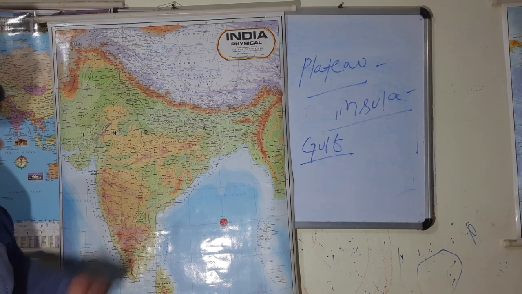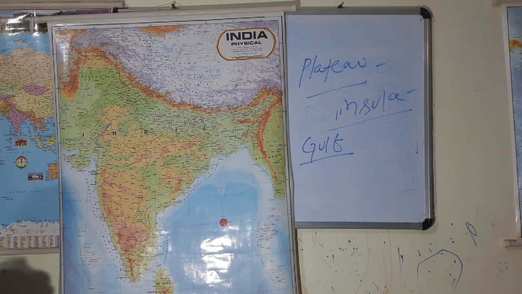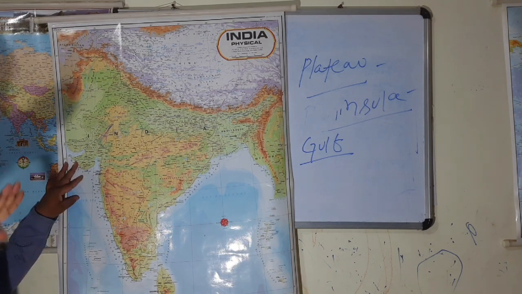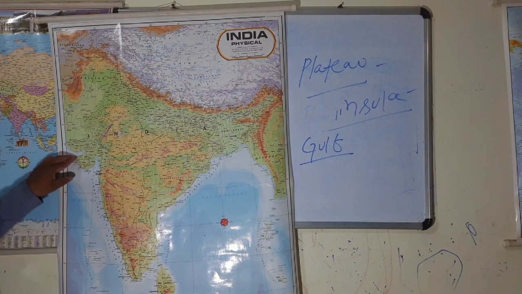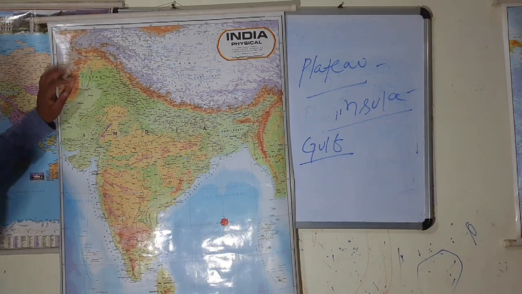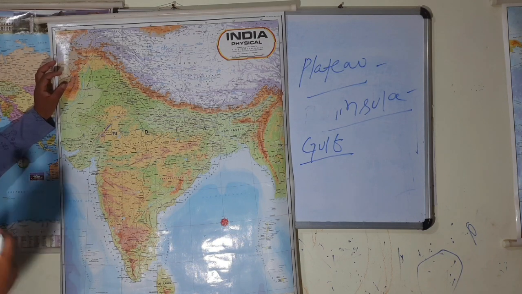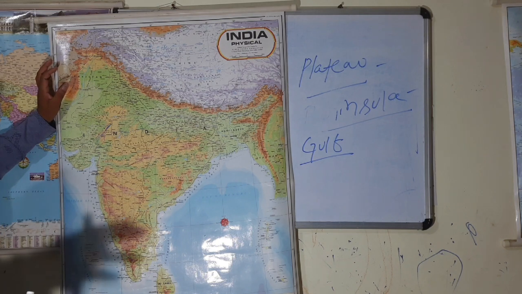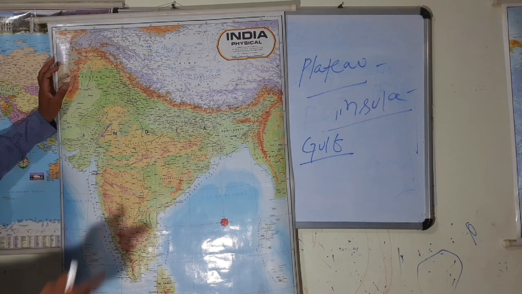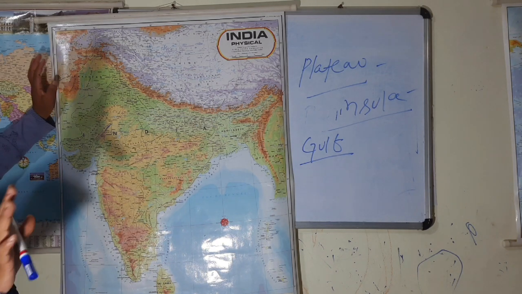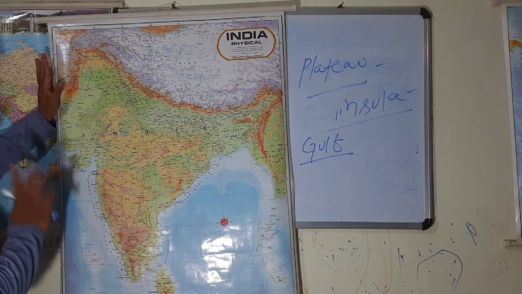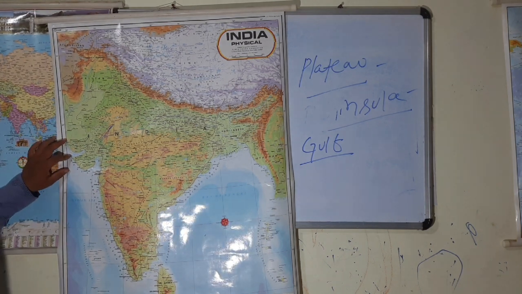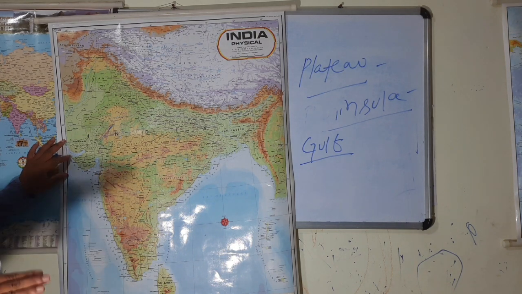Let me tell a little bit about the Gulf of Kutch. The Gulf of Kutch is well known for its extremely huge tides. From the Gulf of Kutch, 95% of the salt of our country is extracted. It means that the salt production of our country mainly, in fact wholly, depends upon the Gulf of Kutch. Clear?